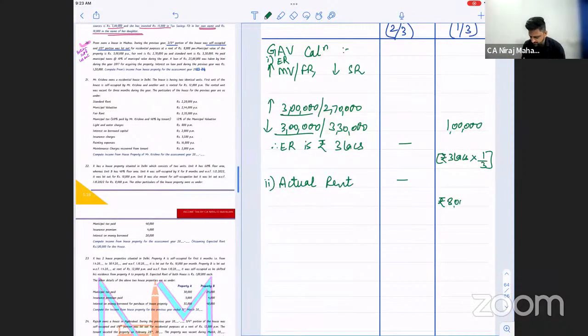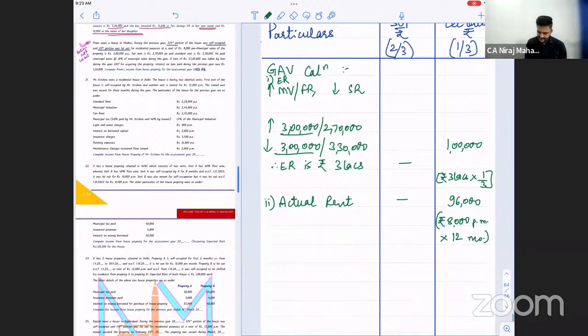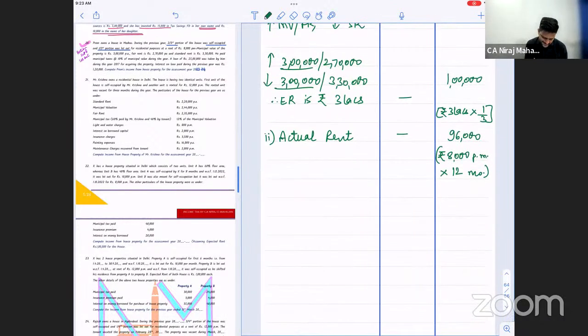It is just getting interesting and interesting, isn't it? Khushbu is saying, what's interesting, sir? Nothing interesting. What if they mix it, 10 months let out and 2 months no tenant, so we will occupy? That can also come into picture. You are like, oh, let us at least first finish this.